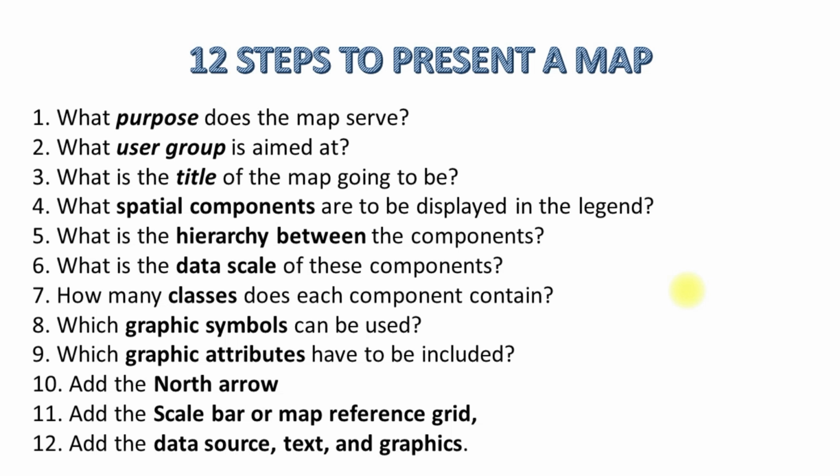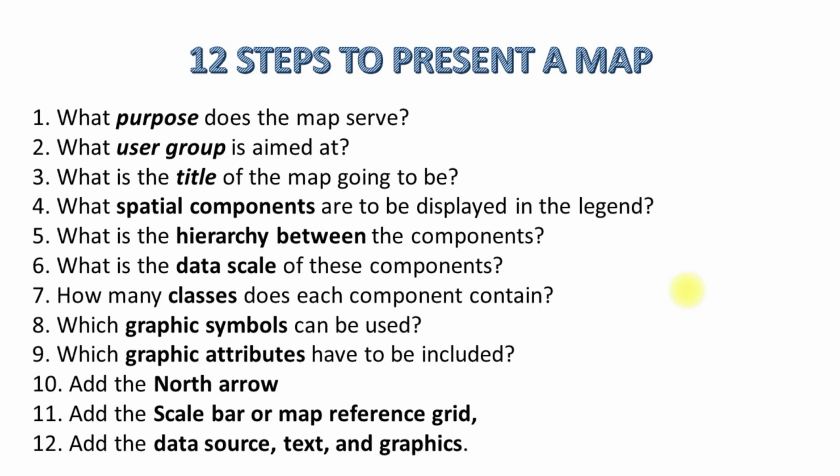The fourth step is what spatial components are to be displayed in the legend. So what type of spatial components you want to show on your legend. You should define what the hierarchy between the components is. For instance, if you're going to represent several layers, right, several maps on your final map. For instance, you're showing the map of the groundwater potential zones, and you're adding roads, trails, and the locations of springs, etc. So you should define the hierarchy between the components.